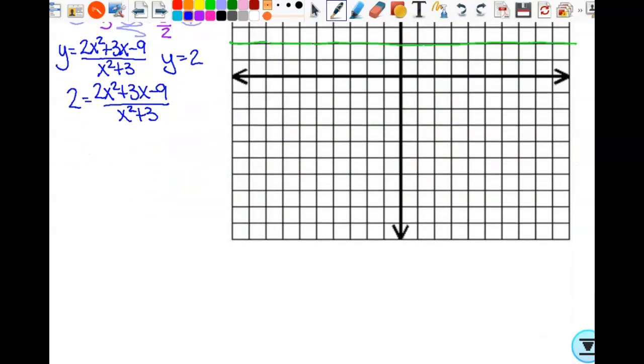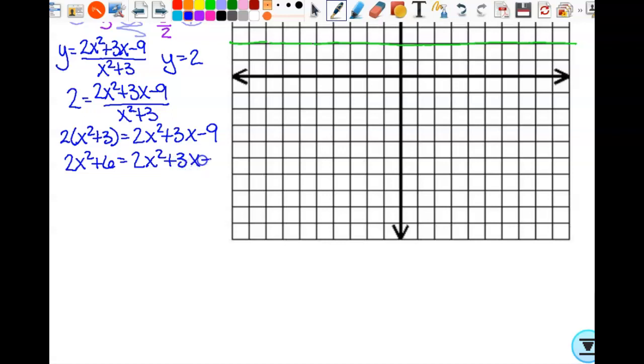Then I'm going to multiply both sides, so I get 2 times x squared plus 3 equals 2x squared plus 3x minus 9. So that's 2x squared plus 6 is 2x squared plus 3x minus 9. So I can subtract 2x squared from both sides. I only have x on one side, so I'm going to leave it. Then I'm going to add 9 to both sides. So I get 15 over here. x equals 5. So it does intersect the asymptote when x equals 5.